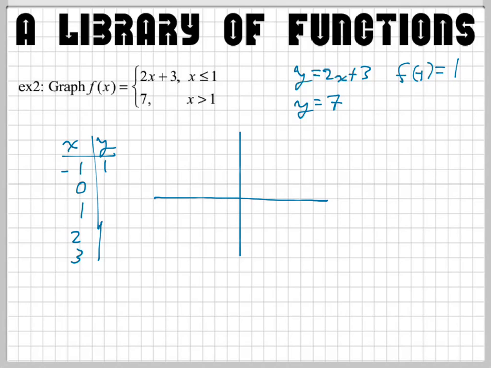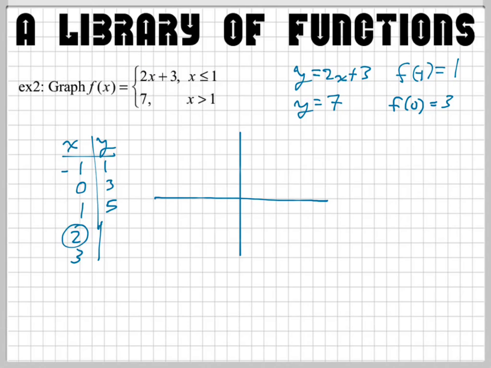If I plug a 0 into my function, which one do I plug it into? The bottom one. 0 is less than or equal to 1. Yes, that's true. So I plug a 0 into the x. 0 times 2 is 0 plus 3. What does that give me? 3. So if I plug in a 0, I get a 3. If I plug in a 1, which one do I plug it into? The top one. That's 2 plus 3, which is 5.